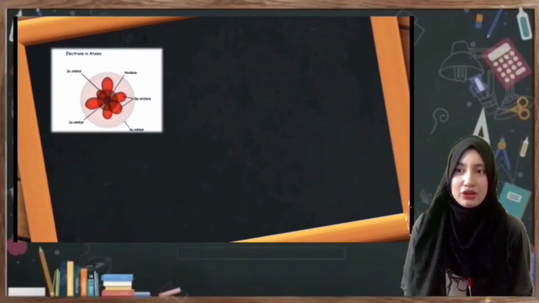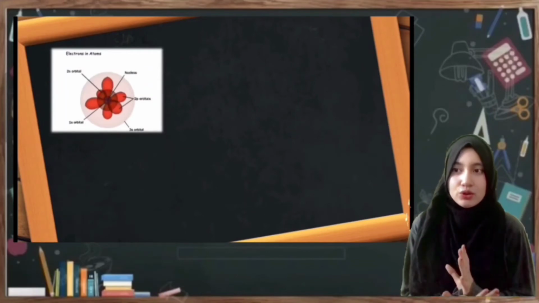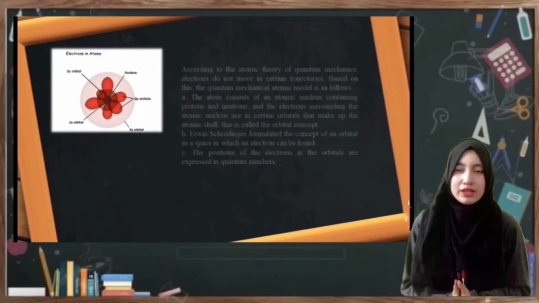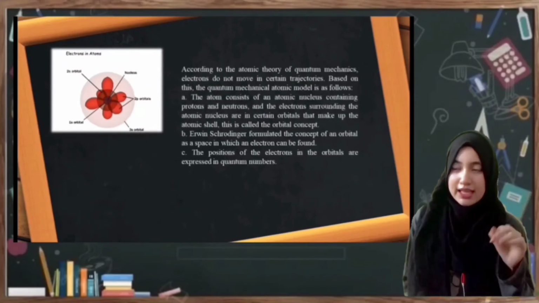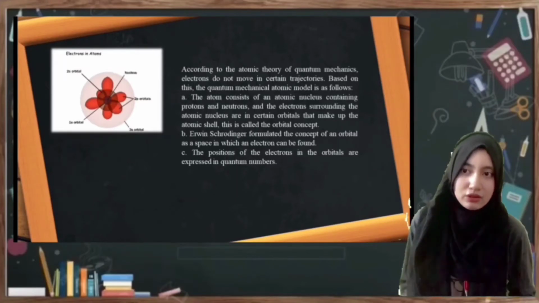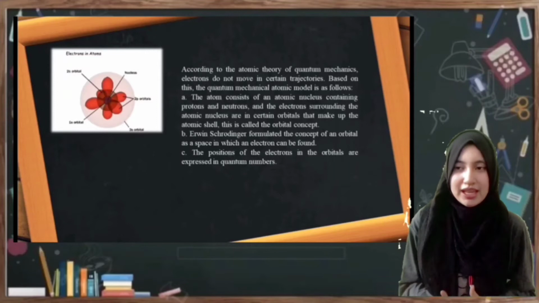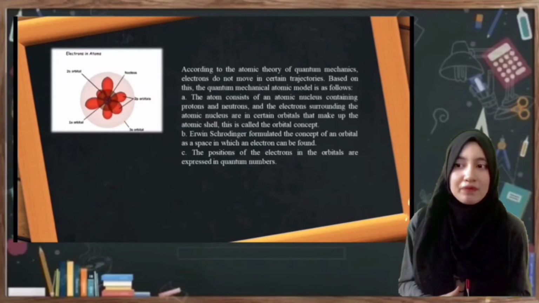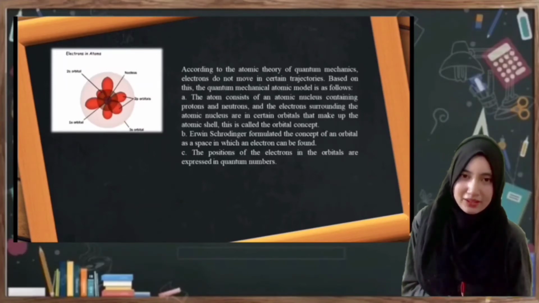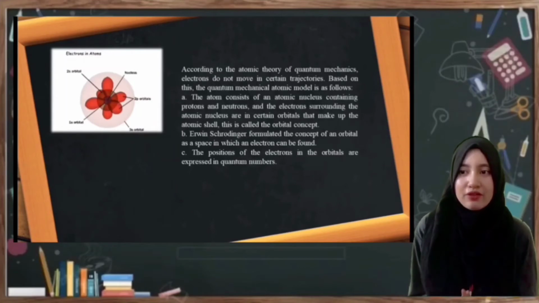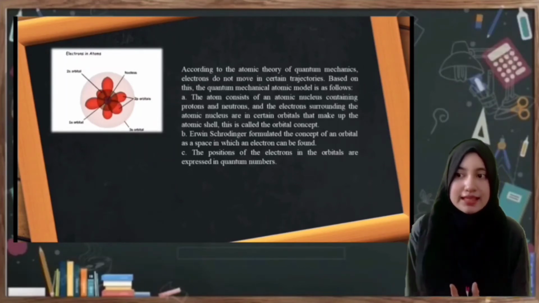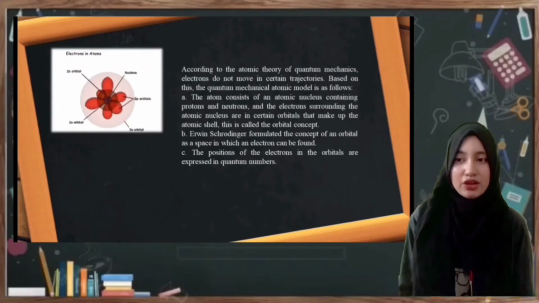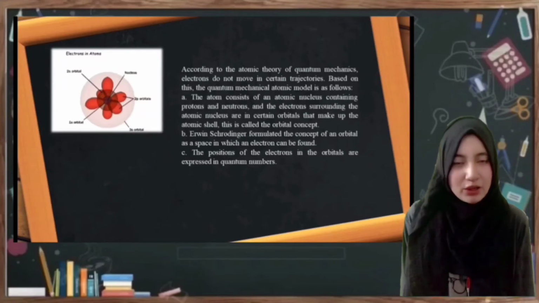According to the atomic theory of quantum mechanics, electrons do not move in certain trajectories. Based on this, the quantum mechanical atomic model has three parts. First, the atom consists of an atomic nucleus containing protons and neutrons, and the electrons surrounding the nucleus are in certain orbitals that make up the atomic shells. This is called the orbital concept. Second, Erwin Schrödinger formulated the concept of an orbital as a space in which an electron can be found. And third, the position of the electron in the orbitals is expressed in quantum numbers.